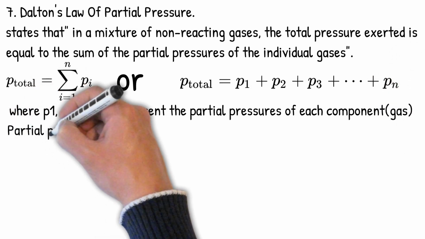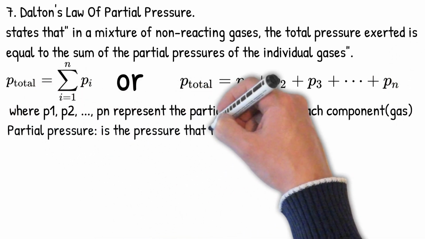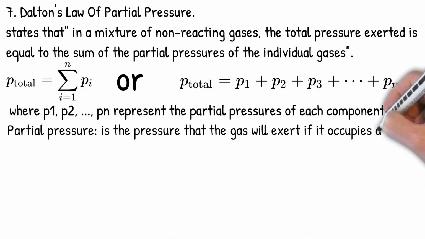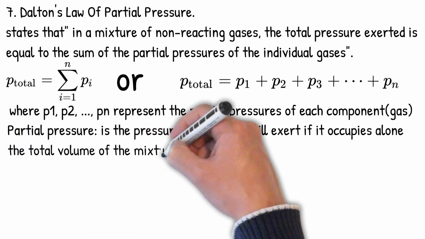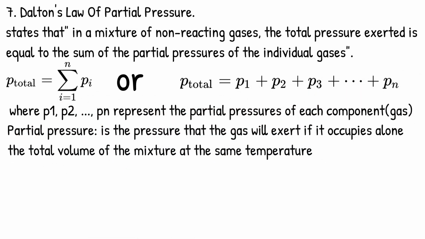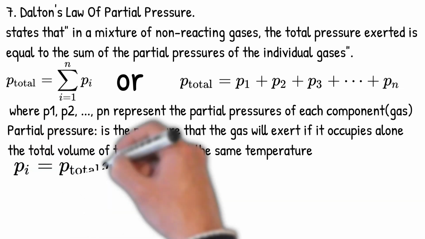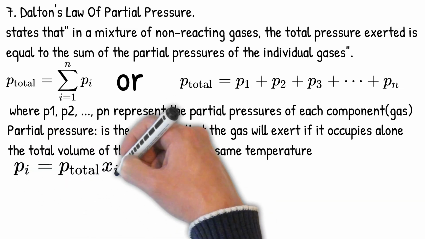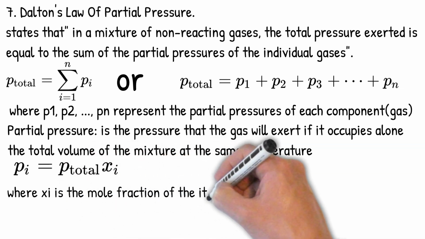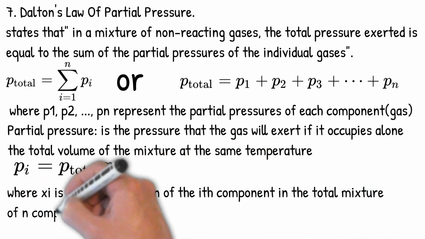Partial pressure. Partial pressure is the pressure that the gas will exert if it occupies alone the total volume of the mixture at the same temperature. Pi, partial pressure, equals P total, total pressure, times Xi, mole fraction, where Xi is the mole fraction of each component in the total mixture of n components.